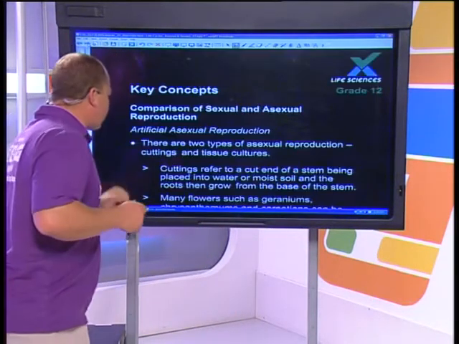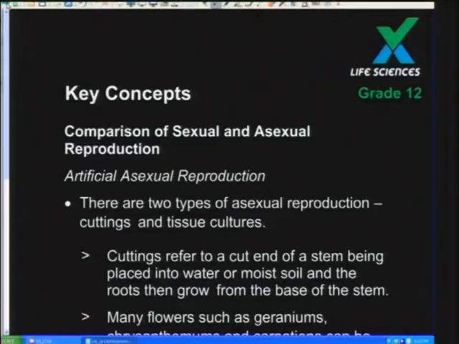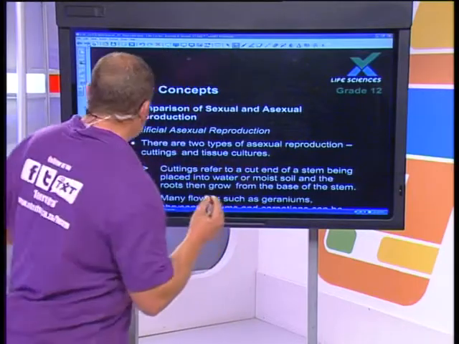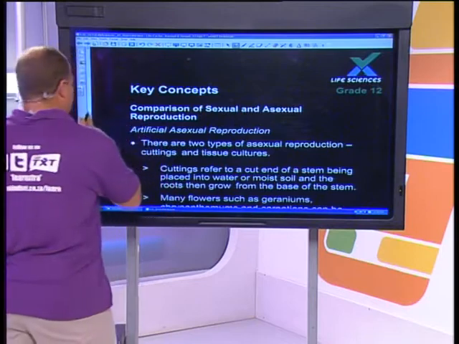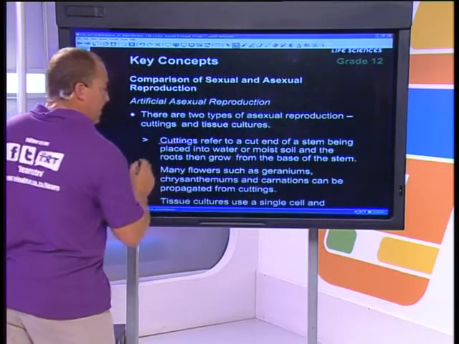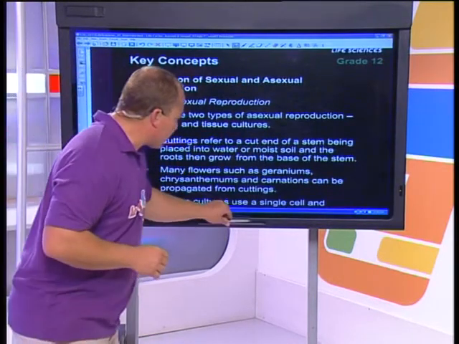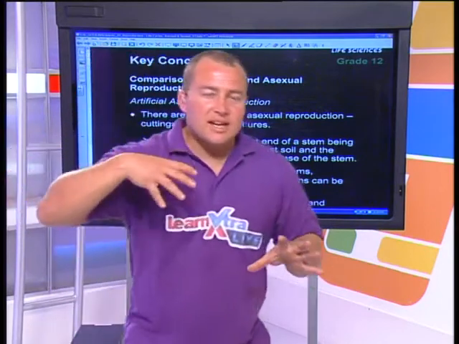Okay, so now this is where things become a little bit more complicated. Let's have a look at it. It's very simple. There are two types of asexual reproduction that we can help plants with. The first one, of course, is cuttings. Now, cuttings are cool because, just let me give you an example.